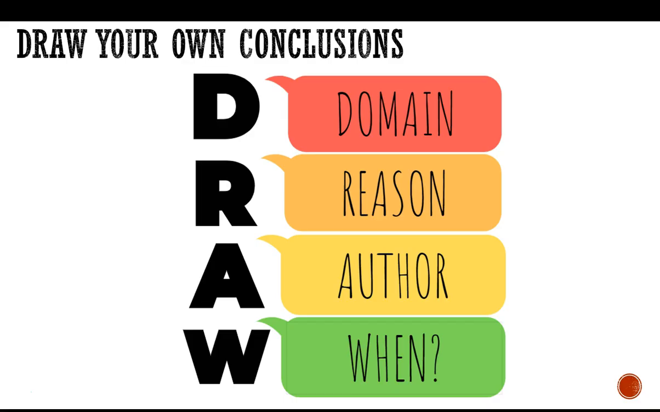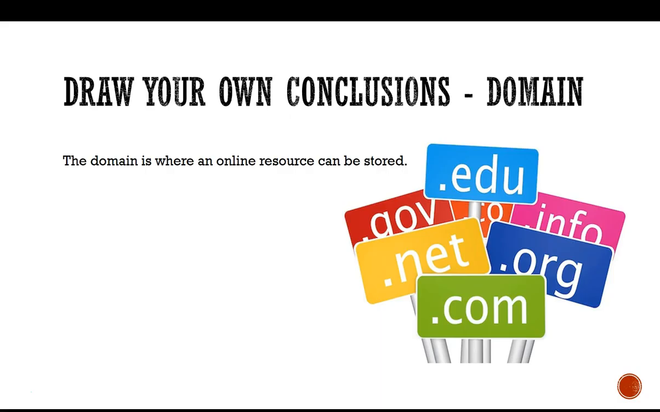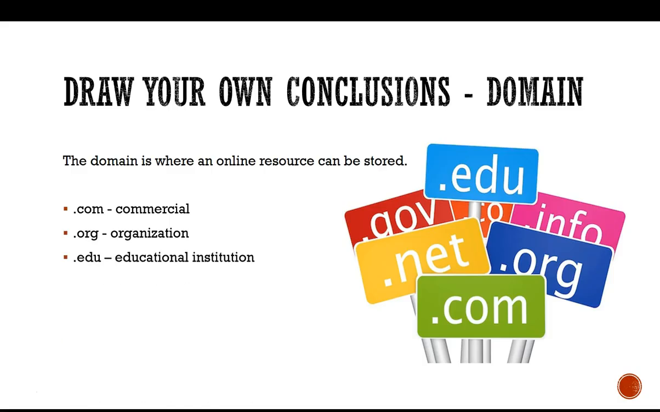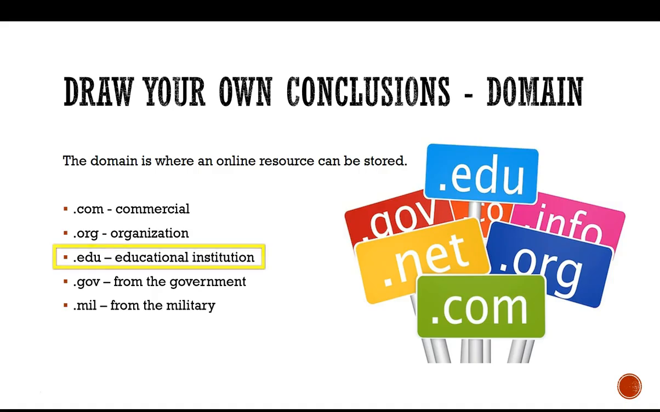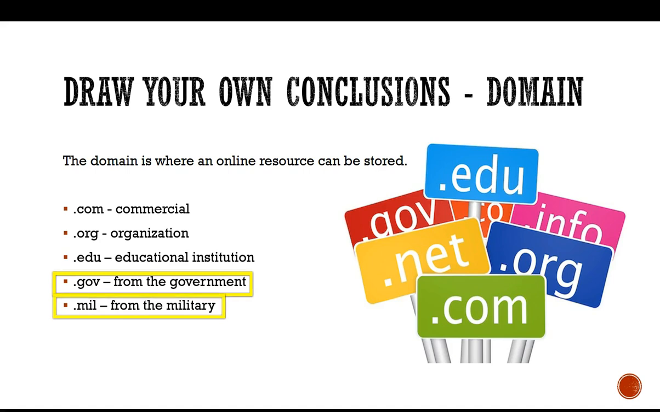Draw your own conclusions using the DRAW method. Look at the domain, reason, author, and when the source was written. Domain. The domain is where an online resource can be stored. .com is commercial, .org is an organization, .edu is an educational institution, .gov from the government, .mil from the military. The most trusted of these domains is .edu, .gov, and .mil.